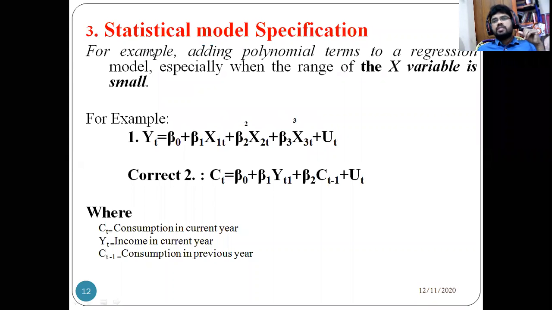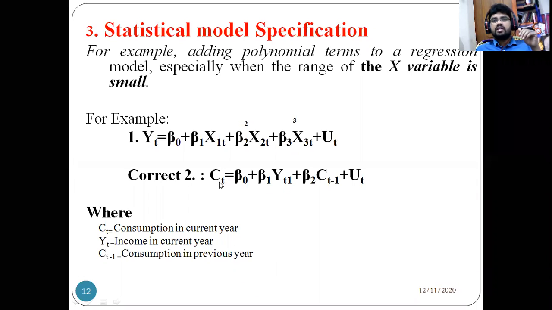And statistical specification. When you run the model, you should be clear about which model is appropriate and where we can use such things. For example, y equals beta 0 plus beta 1 x1 plus beta 2 x2 squared plus beta 3 x3 squared plus u_t. Here I've used squares, x2 squared and x3 squared. In a consumption function we cannot use the x squares, whereas when applying models for cost analysis or revenue analysis, we may need to use squares.